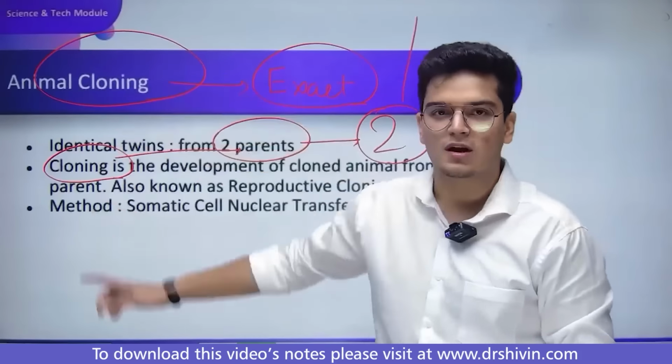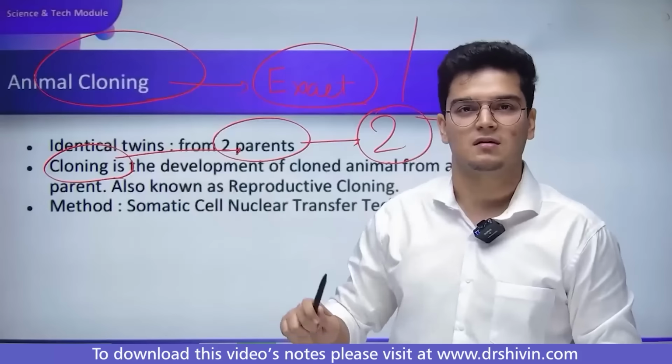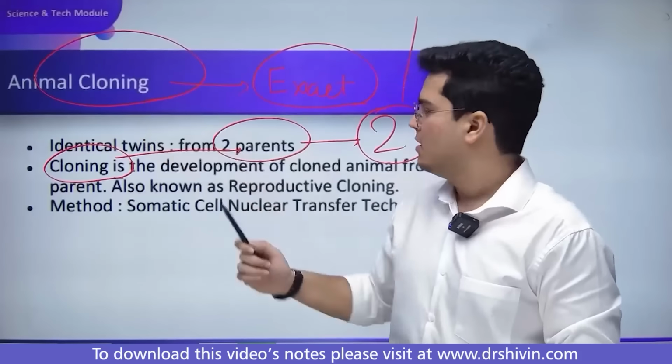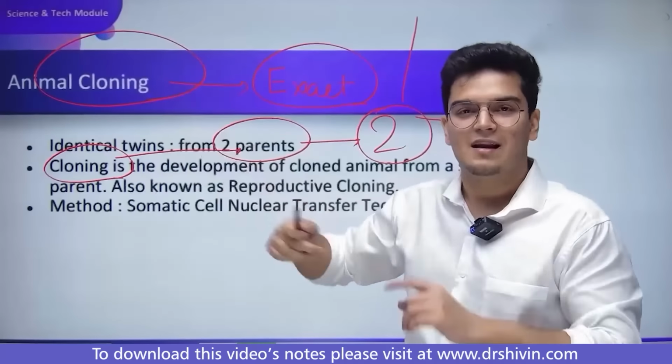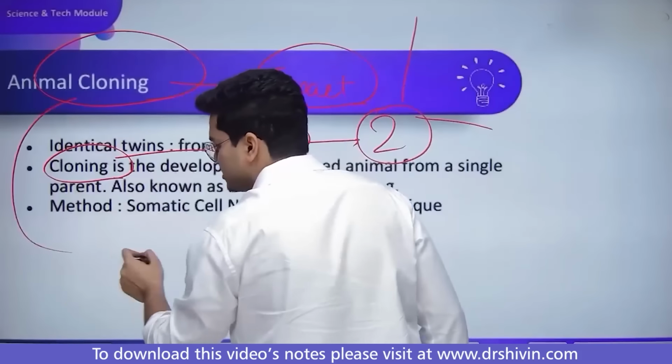Animal cloning is to create a clone from one parent. That means a copy of one person. One parent, उसी का exact copy is called animal cloning. Identical twins is a natural phenomena. Animal cloning is a lab-based artificial thing that we do.